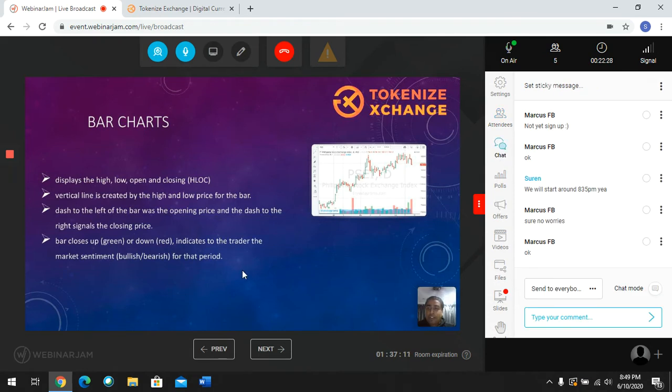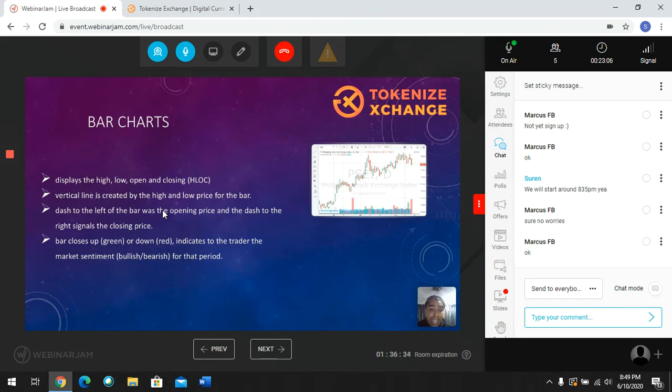Okay, so let's move on. Bar charts is the second chart we are looking at for now. Bar charts display the high, low, opening, and closing price, which we call HLOC. A vertical line is created by the high and low price for the bar, so it's easier to identify what is the high and what is the low. The dash to the left of the bar is the opening price, and the dash to the right signals the closing price.